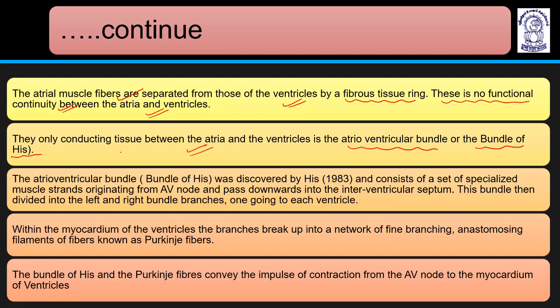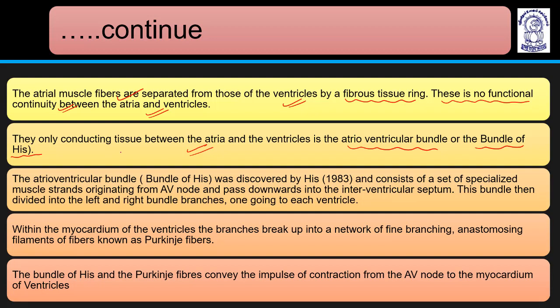Okay, there is no functional connectivity between atria and ventricles. A bundle of His, or atrioventricular bundle, helps to connect between atria and ventricles. Bundle of His is also known as AV bundle or atrioventricular bundle. It is the connection between the atria and the ventricular musculature. It begins at the AV node and then divides into left and right branches and it descends down towards ventricles.